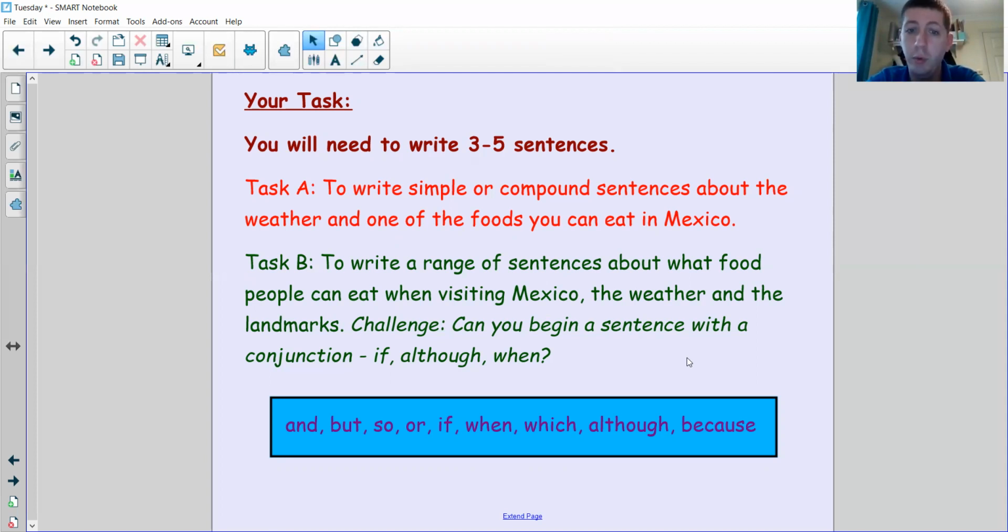I told you how to do although at the start of a sentence, and I know that people have tried when and if before. So maybe for a challenge today, you might want to start your sentence with although. Although something, something else. If you need a bit of help, do feel free to send a message on DB Primary, but have a go at seeing if you can write some sentences using different conjunctions. The list of conjunctions is at the bottom for you to use.